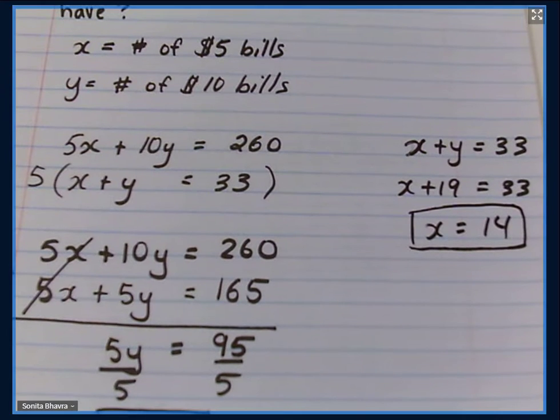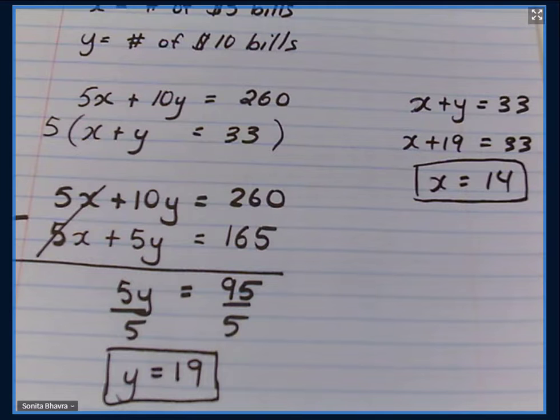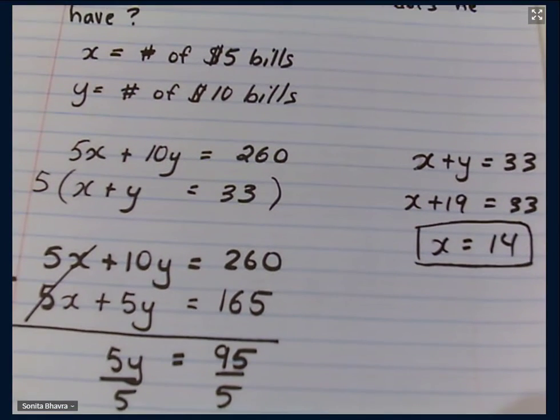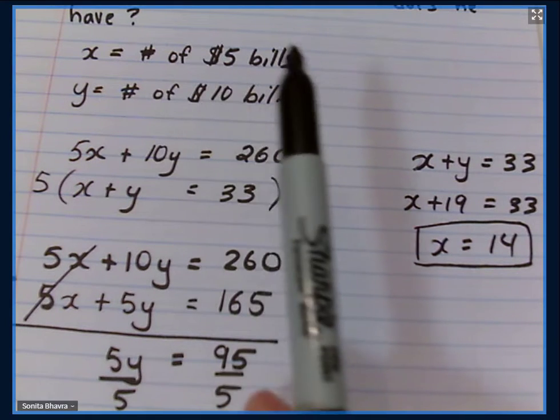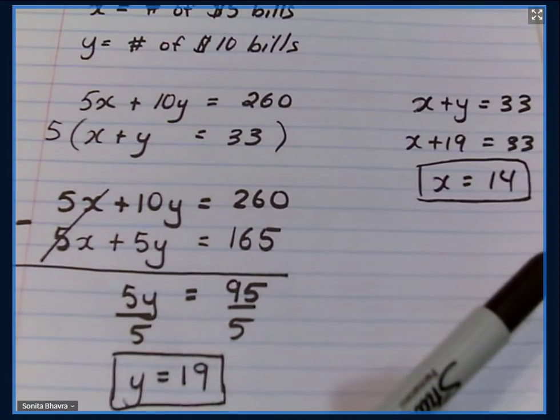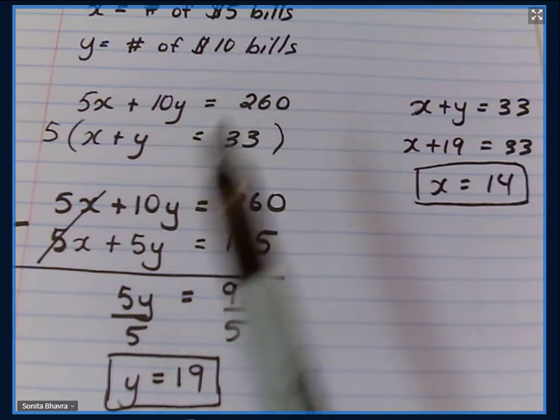All right, so now I have solved for both my x and my y, but what does that mean? So that means that I have x is equal to 14, so that means I have 14 $5 bills, and my y was equal to 19, so that means I have 19 $10 bills.